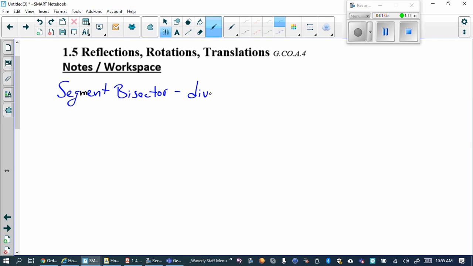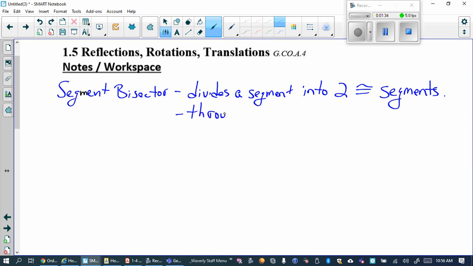Divides a segment into two, and there's our congruent symbol. It's an equal sign with a squiggly over it. That means the word congruent, right? Everybody got that now? We use that a lot. Into two congruent segments. Okay? And it goes through the segment at its midpoint.